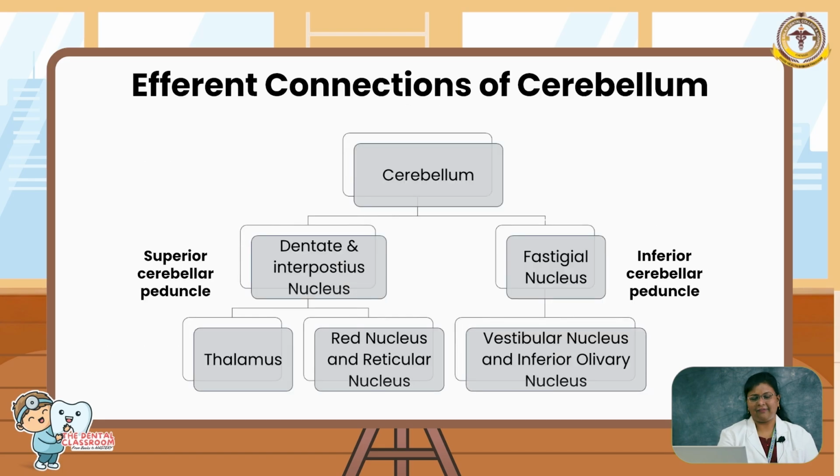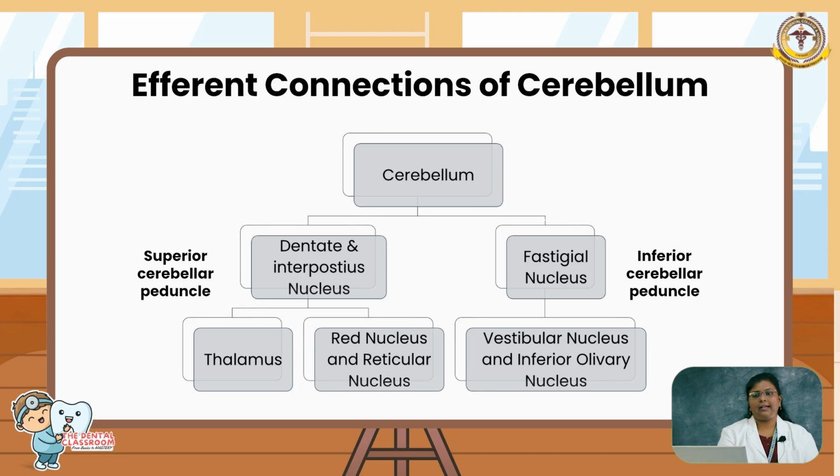Then moving on to the efferent connections of the cerebellum. It does all functions like correcting the motor activity, maintaining the posture and balance. For that it sends efferents to thalamus, red nucleus, reticular nucleus, vestibular nucleus and inferior olivary nucleus. So how are the outputs sent? Via the vestibular nucleus through the inferior cerebellar peduncle, it sends the outputs to the vestibular nucleus and inferior olivary nucleus.